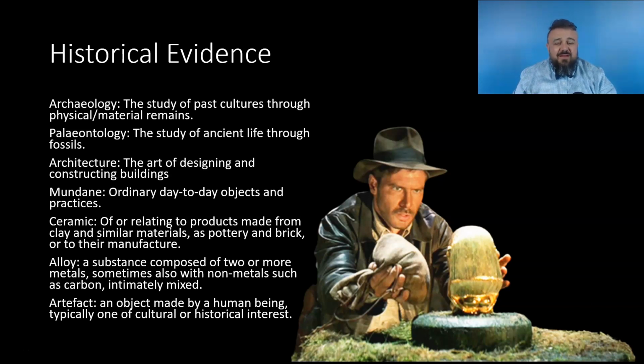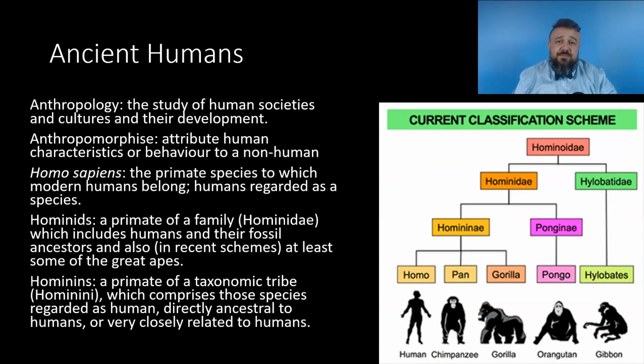Ceramic, so things made from clay. This is often what we find in older materials and modern materials, to be honest. Alloy, which is a metal made from joining two metals together, and it was actually one of the really early ways they found of using softer metals by combining with harder metals. And we have artifacts. So an artifact is an object made by humans of cultural or historical interest.